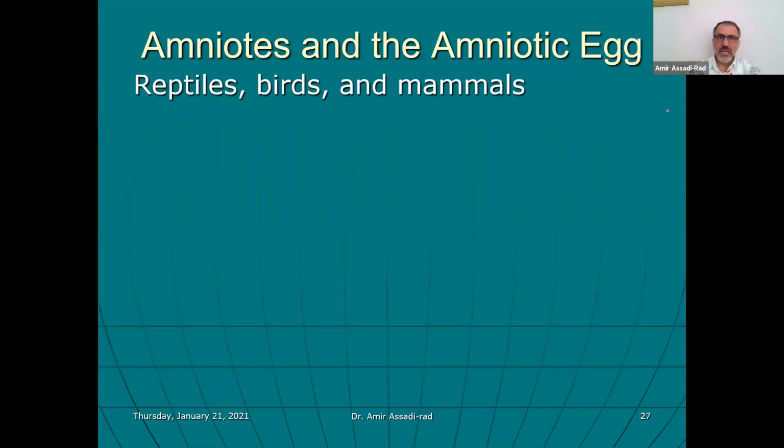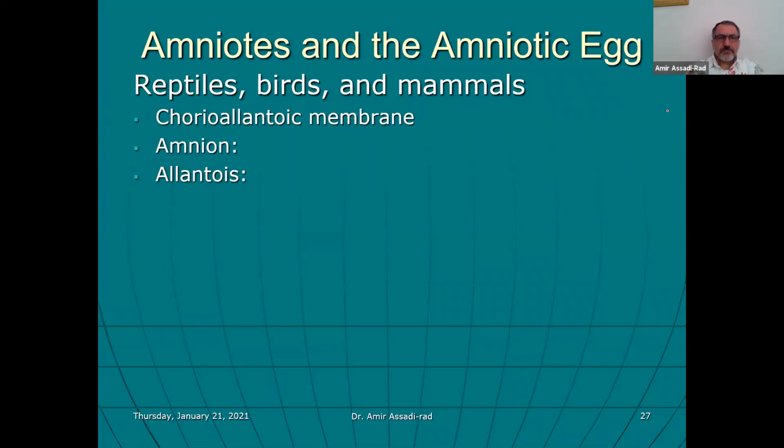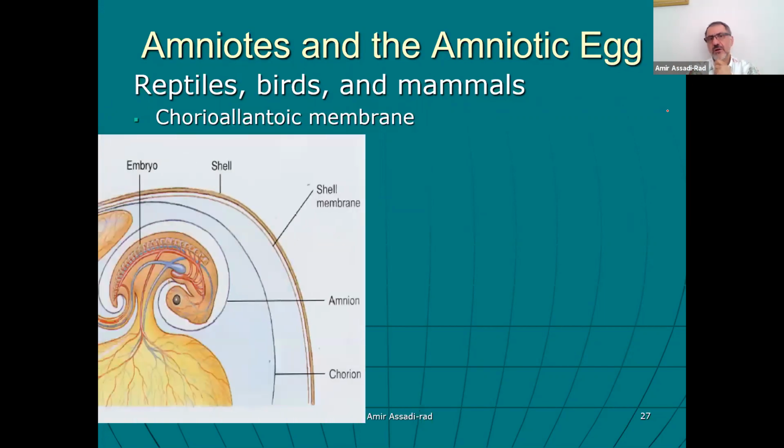Amniotes and the amniotic eggs: reptiles, birds, and mammals are amniotes. The egg has amniotic fluid and a chorioallantoic membrane. The chorion and allantois are later combined during development, and together they are called the chorioallantoic membrane. Amnion, as I said, is a sac of fluid for protection. Allantois is for the exchange of gases and nutrients between the embryo and the mother. Chorion is another layer of protection.